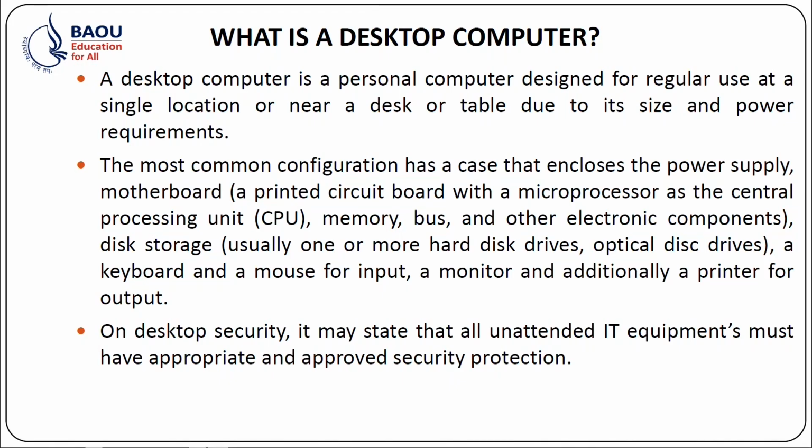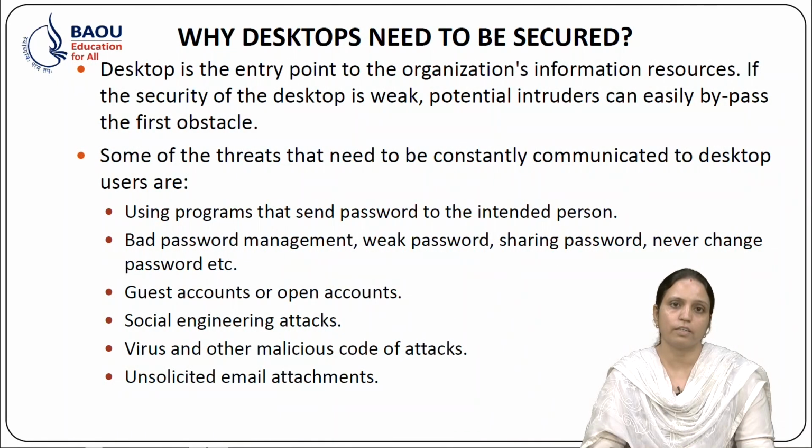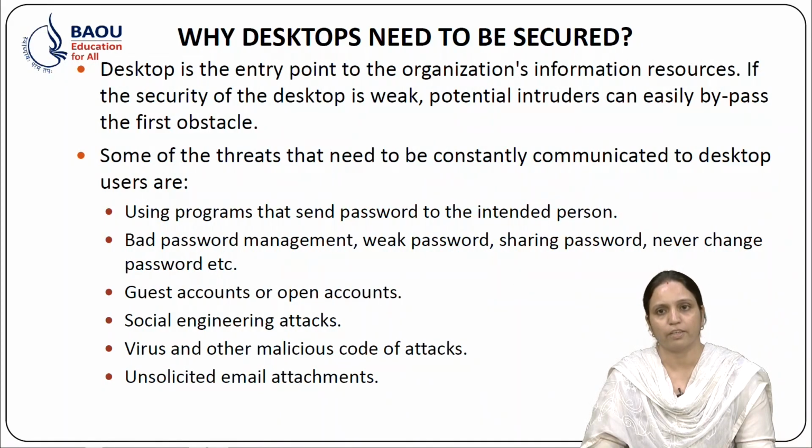Now for this whole desktop system, we need security. On desktop security, it may state that all unattended IT equipment must have appropriate and approved security protection. So we are required to provide security protection to this entire system. Now, the essentiality of desktop security: why do we need to make that system secure? The desktop is the entry point to the organization. We all know that all communication happens through the desktop.